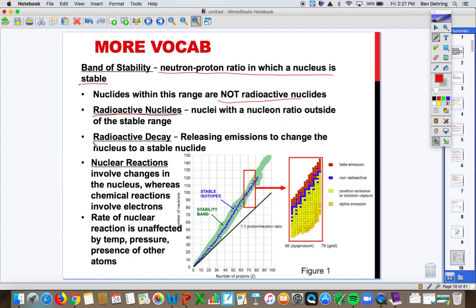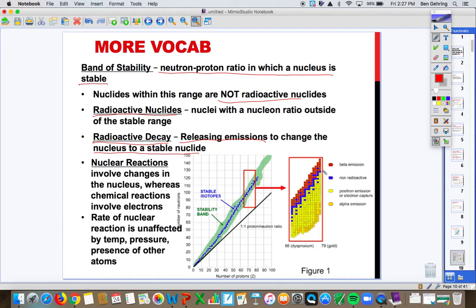And it does that by what we call radioactive decay. This is releasing emissions to change the nucleus to a stable neutron to proton ratio. We'll talk about this process in the next little section. But if it falls outside of this range, it's going to try to get back in there. And so you see this section here has been blown up. The blue band is the stable configuration. Anything blue in this little chart is stable.